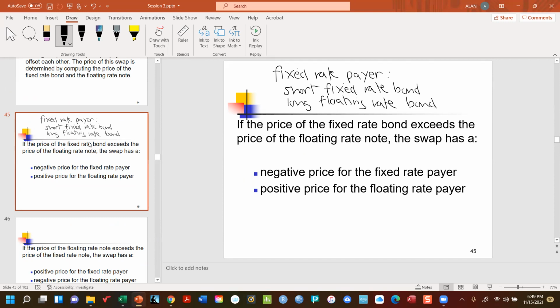And so as a result, the price of the fixed rate bond is higher. That means we are behind. All right, in other words, it would be like being short $100 but long $90. That means we have a negative position.